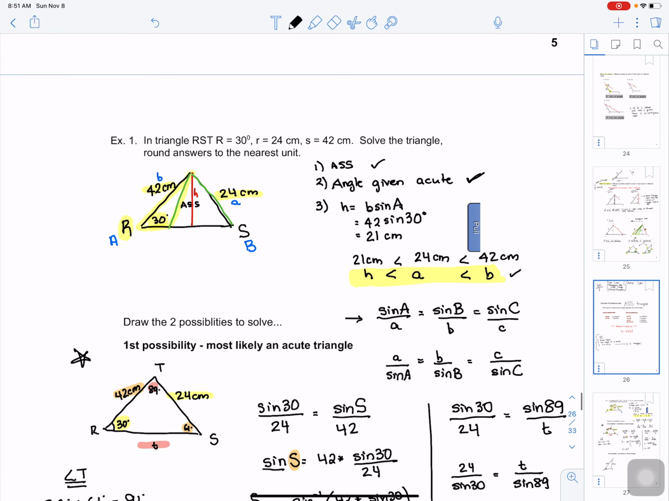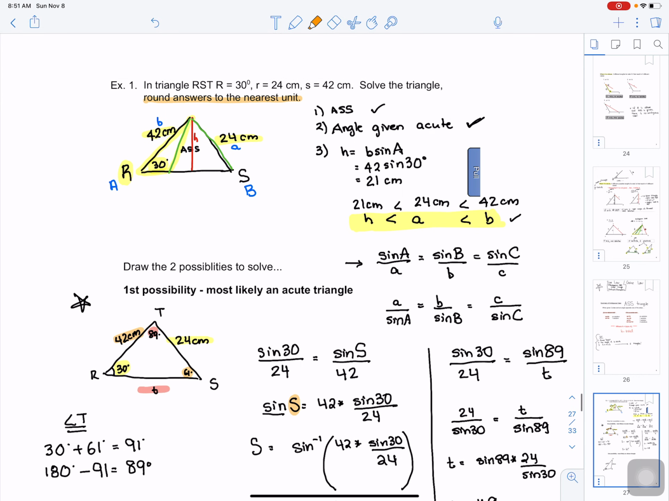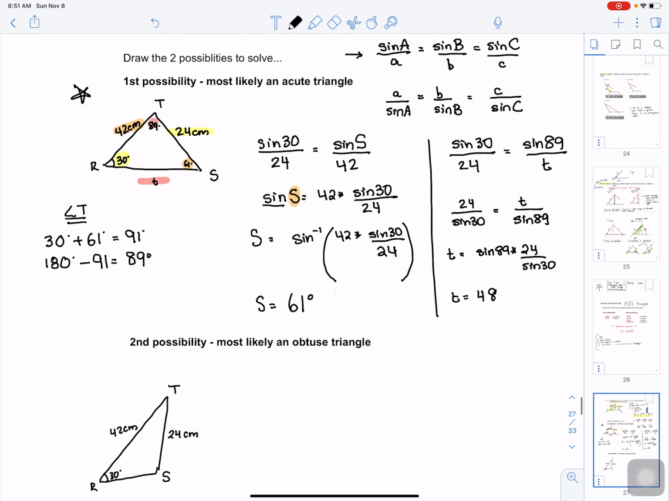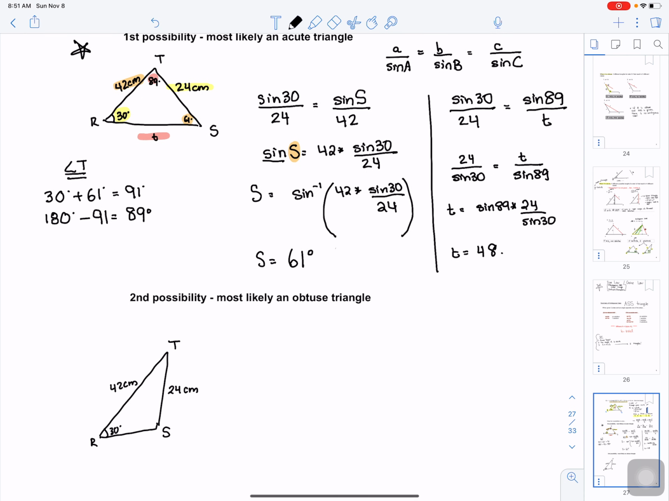And it says round answers to the nearest tenth. So I'm going to round my angles to the nearest whole number and my side lengths to the nearest tenth, just right now, because that's what my answer key has, but you would want to round this one to the nearest tenth. Let me actually do that. It's not a big deal.